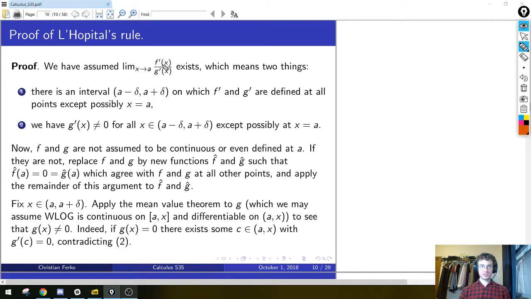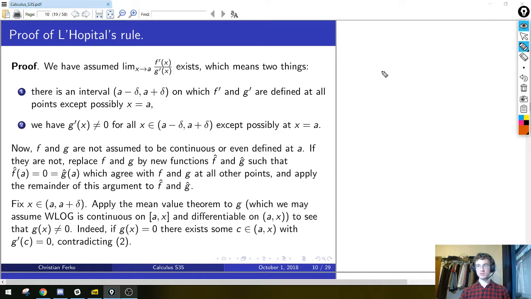First, I want to highlight the assumptions we made. So I've asked you to assume that the limit as x goes to a of f prime over g prime exists. So if that exists, then certainly that means that the derivatives must be defined near a. If this limit exists, then the numerator and denominator should also exist.